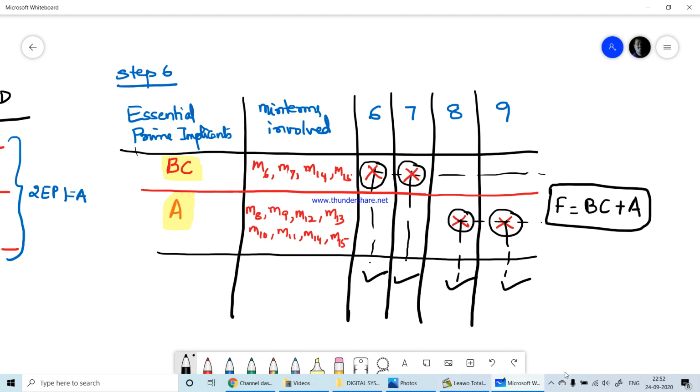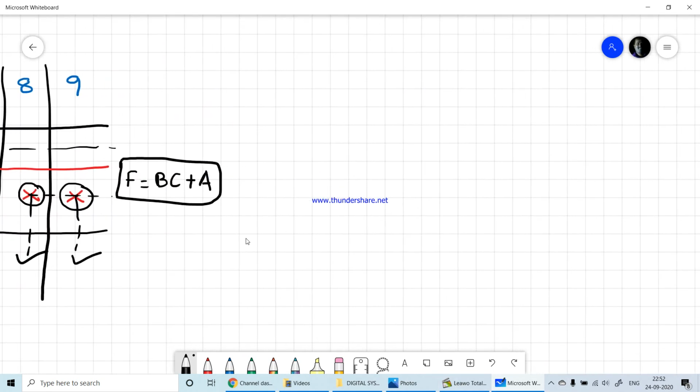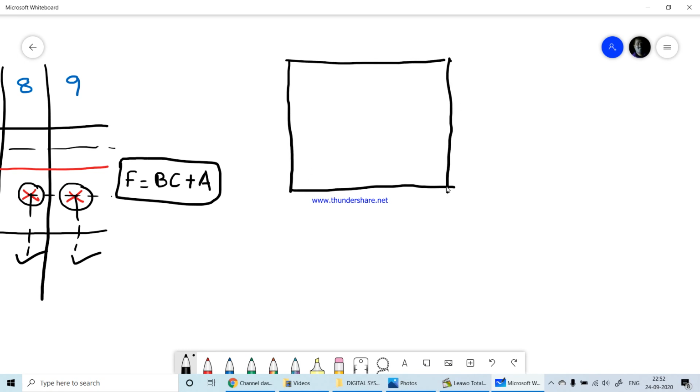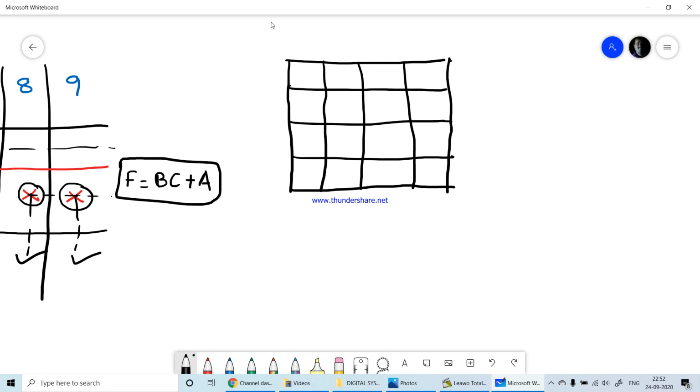Okay. Now, if we try the same thing using a K-map, let us see whether we will arrive at this expression. I'll just draw the K-map. This is just to cross check whether the expression you got is correct or wrong. So AB, CD, 0 0, 0 1, 1 1, 1 0, and 0 0, 0 1, 1 1, 1 0.